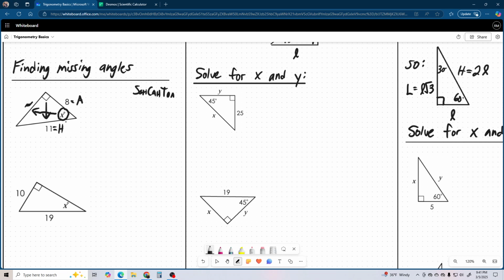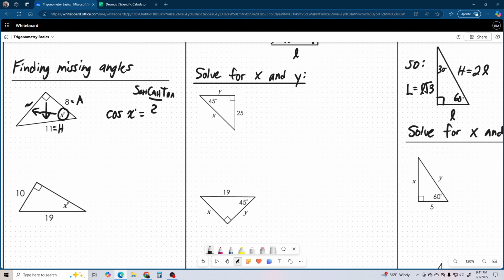So in this case, we're going to use cosine because we have adjacent and hypotenuse. So let's set up the equation just like we did before, right? But it's just going to look a little bit different because of where our x is. So in this case, we're using cosine, and we don't know the angle measure. So we're going to say the cosine of x degrees equals adjacent over hypotenuse.